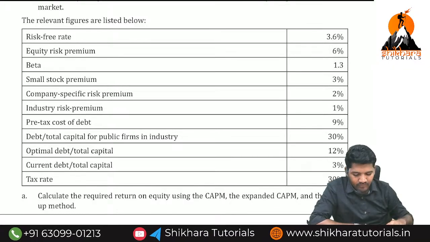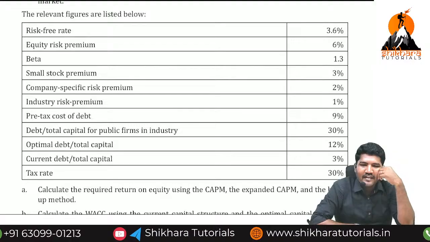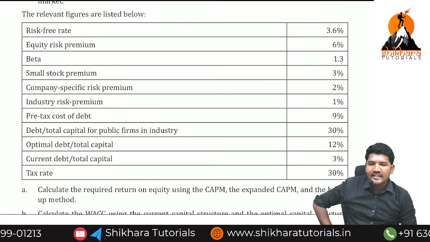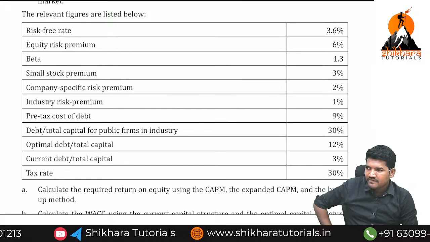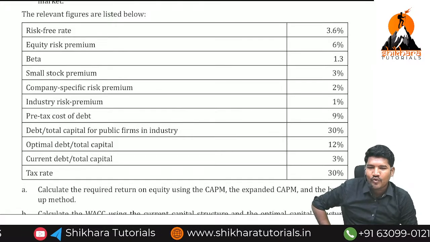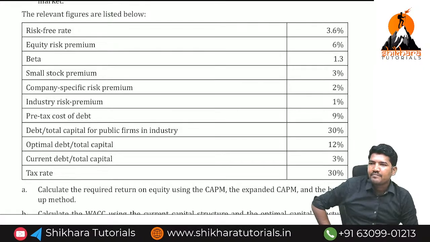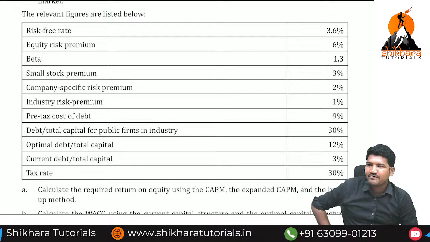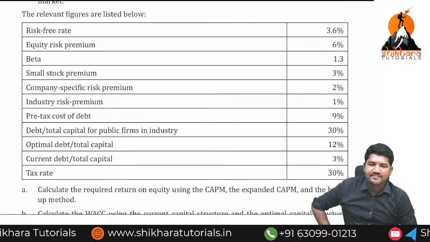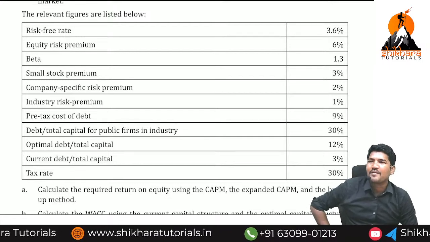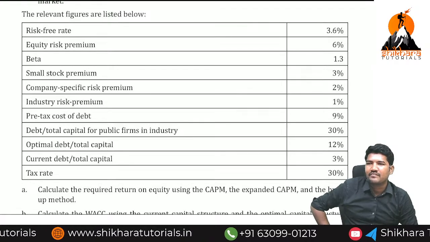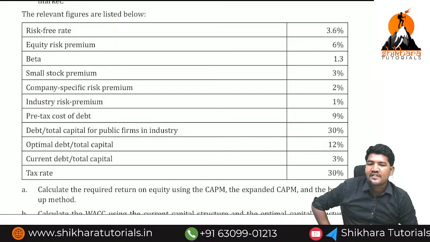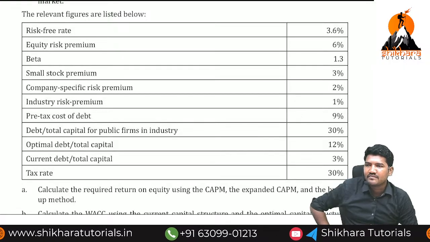Okay, done. Let us check this box format. What are the information they given? They provided the risk-free rate. Can I use the word RF? Equity risk premium, RM minus RF. Beta, that is nothing but sensitivity or index. What about the small stock premium? We are facing that word for the first time, I think.